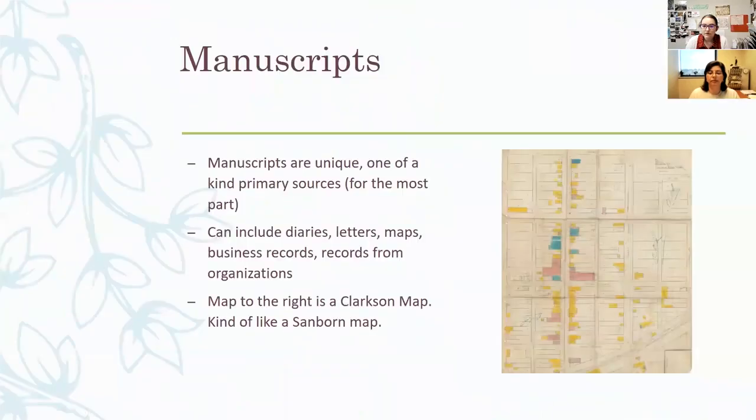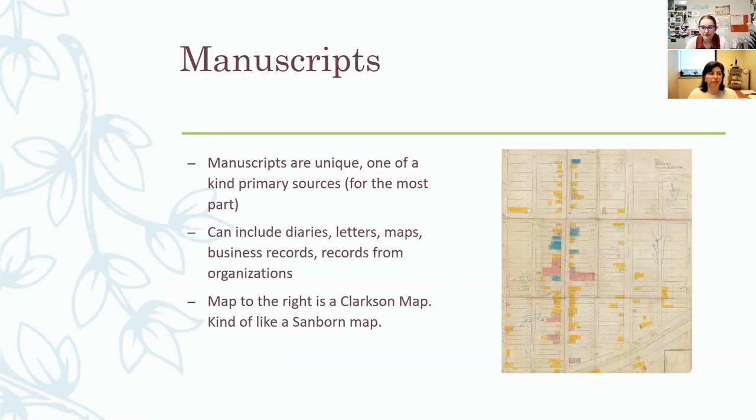Okay, so we're going to start off with manuscripts. A lot of times people think manuscripts are rough drafts of books and things, but manuscripts can also refer to unique, one-of-a-kind primary sources like correspondence, maps, documents, and things like that. They can also include diaries, business records, and records from organizations.